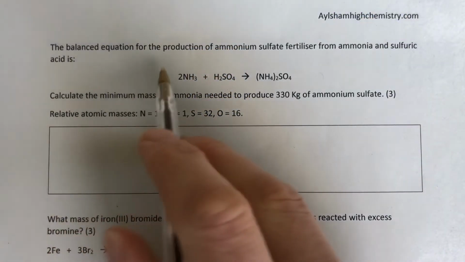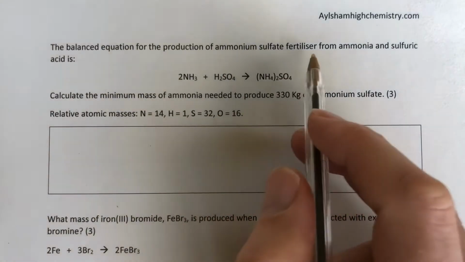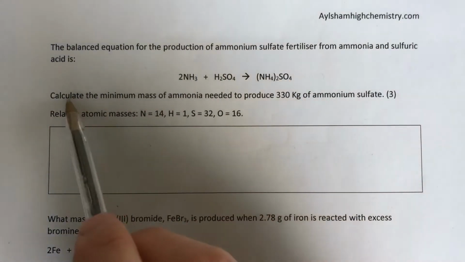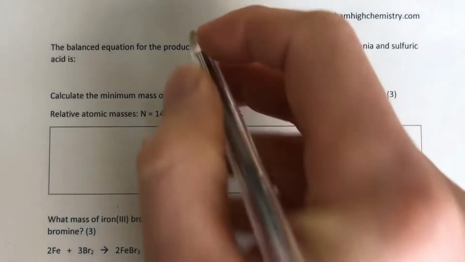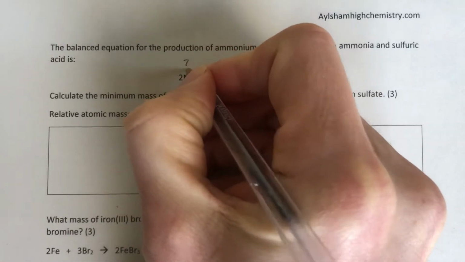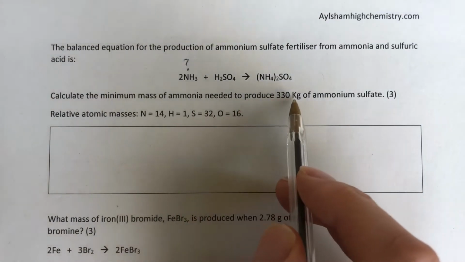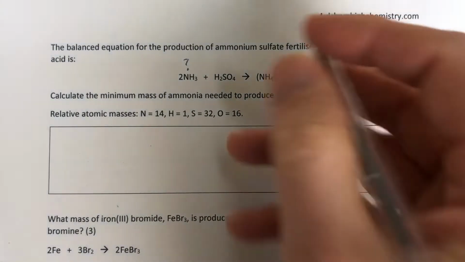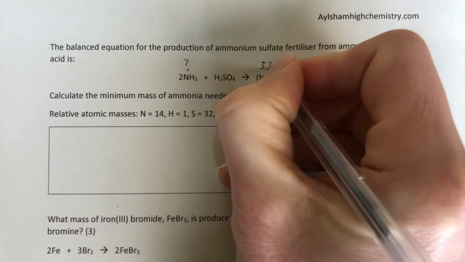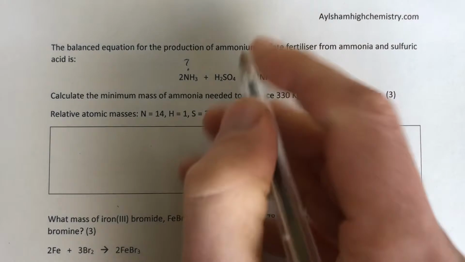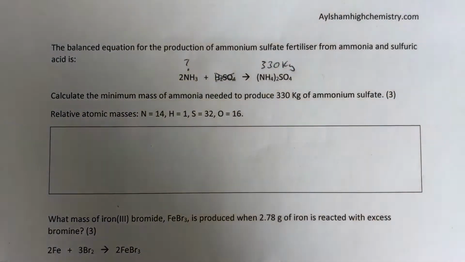The balanced equation for the production of ammonium sulfate fertilizer from ammonia and sulfuric acid is shown here. Calculate the minimum mass of ammonia, so let's put a question mark on top of the ammonia, needed to produce 330 kilograms of ammonium sulfate. So let's put the mass 330 on top of the ammonium sulfate. We can therefore cross out the sulfuric acid.